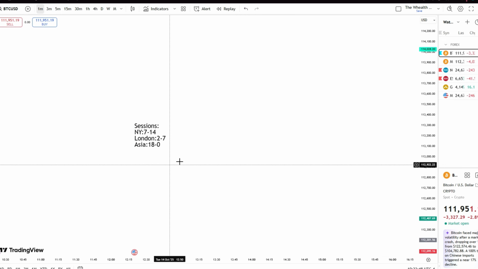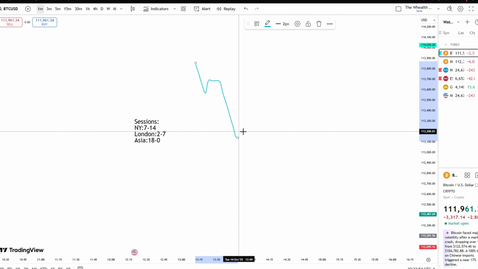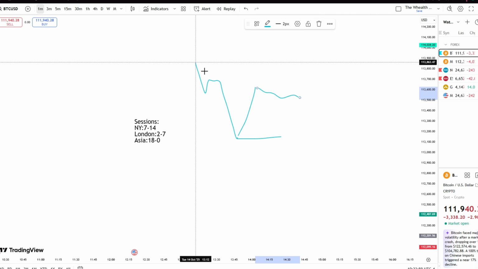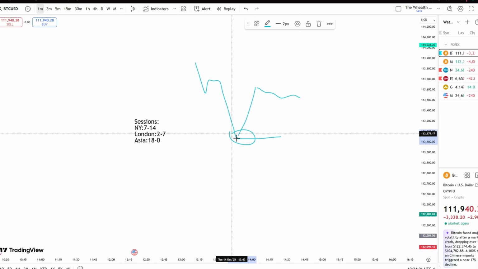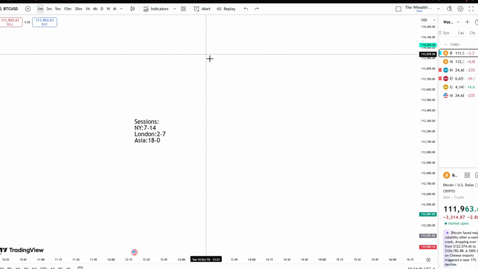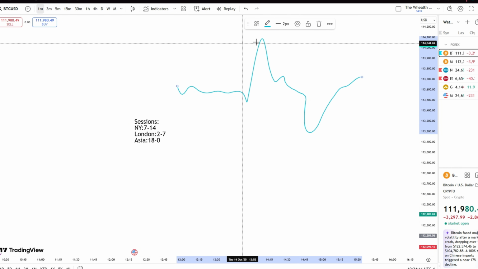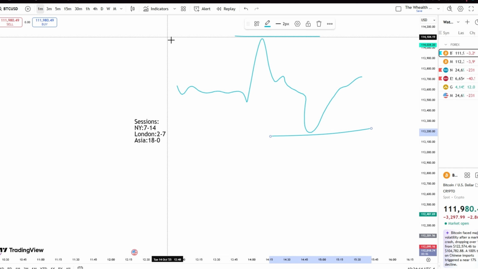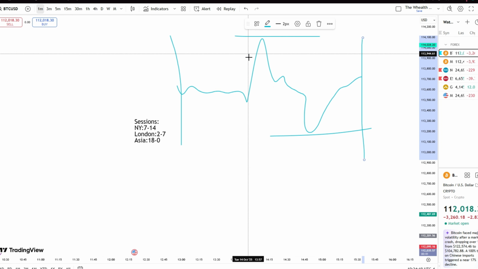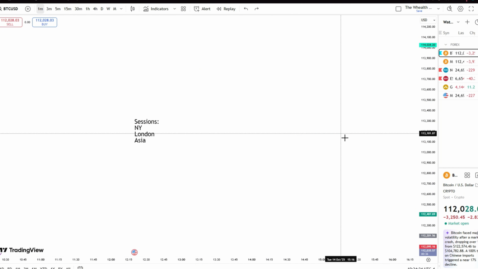To 0. If you see the lowest point of every session, like this is the Asia session, you would see Asia session low, Asia session high. This is the London session. You would see London session high, London session low. Like this is 2 o'clock, this is 7 o'clock. The highest and the lowest point, London high, London low. You get it.